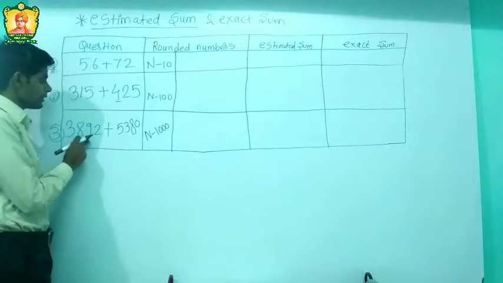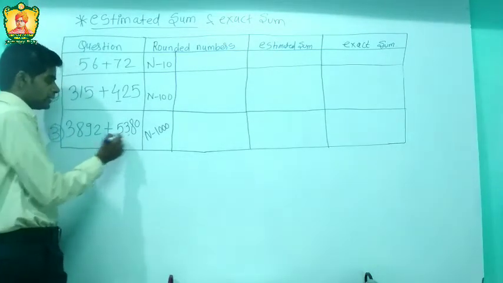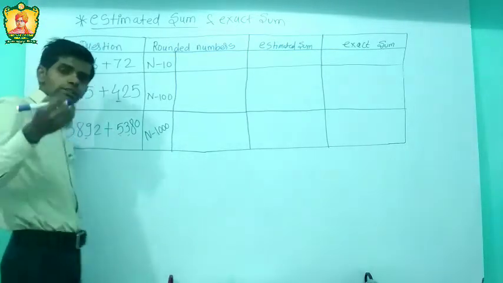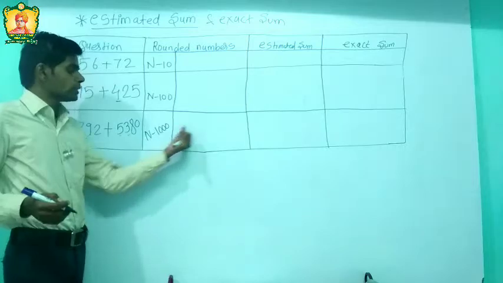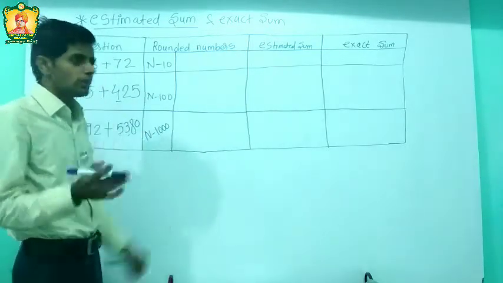Here 3892 and 5380, these two numbers are in the series of 1000. Here there are digits above the 1000 place, so we will round up the numbers to the nearest 1000. The instruction is given to you. Now let's round them up.